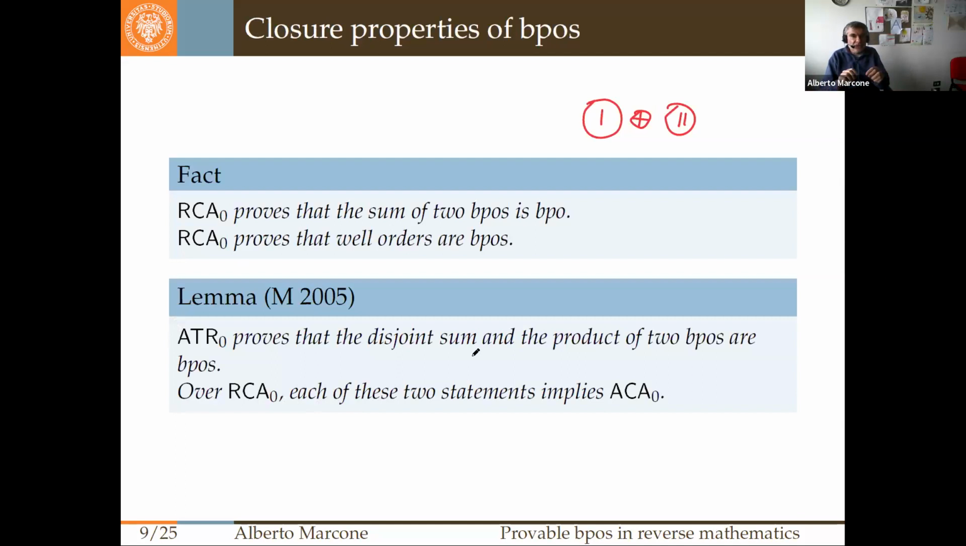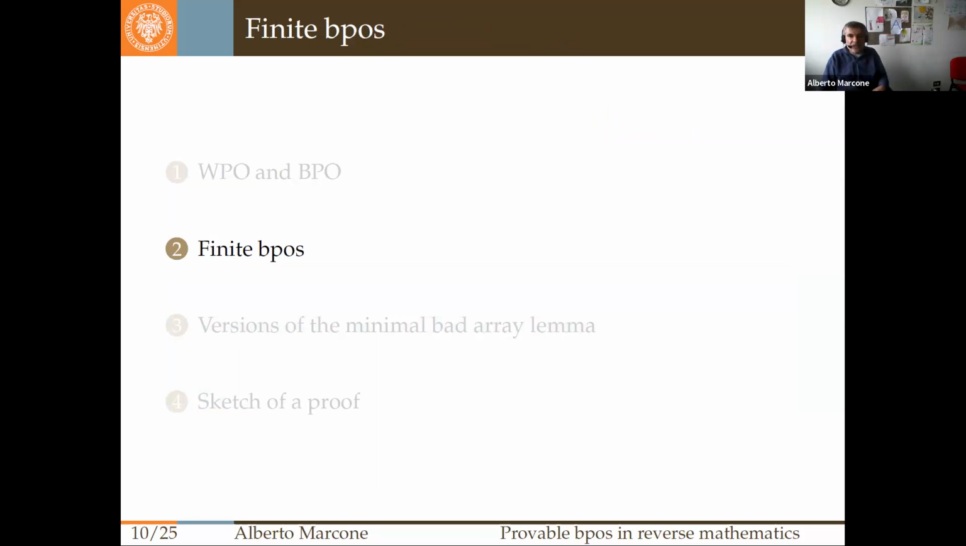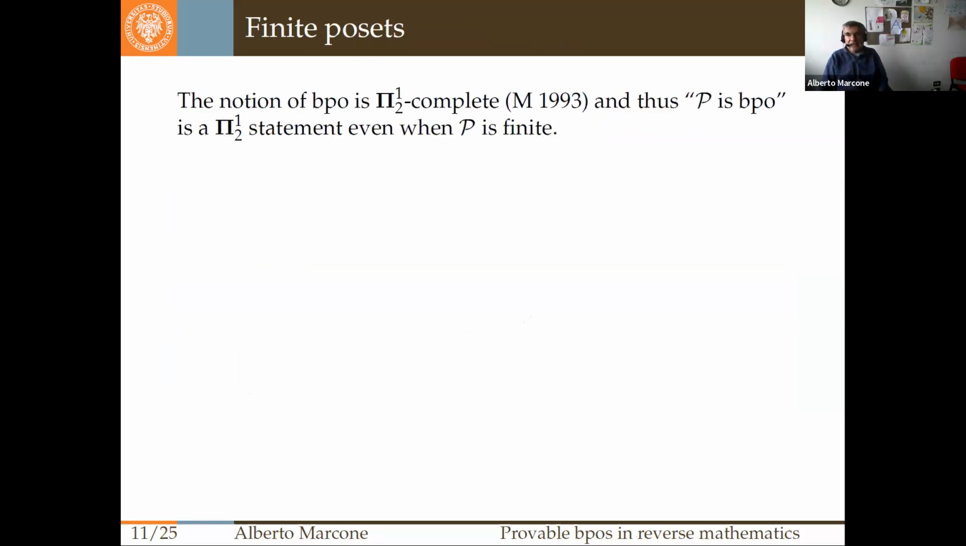And so even finite better partial orders seem to be interesting from this point of view, because, well, a singleton is a better partial order because it's a well order, but even just looking at two incomparable elements seems to be interesting. And so at the time, I started looking at finite better partial orders. And okay, I mentioned that the notion of better partial order is Pi^1_2. It's actually Pi^1_2 complete. That's actually a theorem that goes back to my PhD thesis. And so even for a finite partial order, the statement P is BPO is actually Pi^1_2. And so it can carry potentially some set existence strength. And so it's interesting from the reverse mathematics viewpoint.